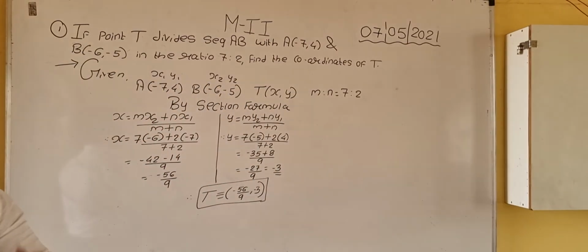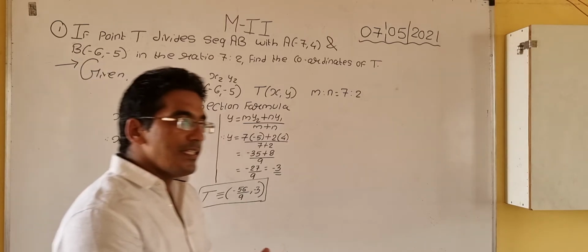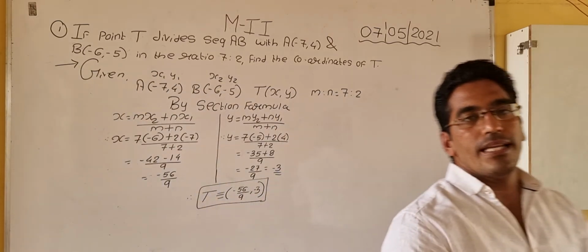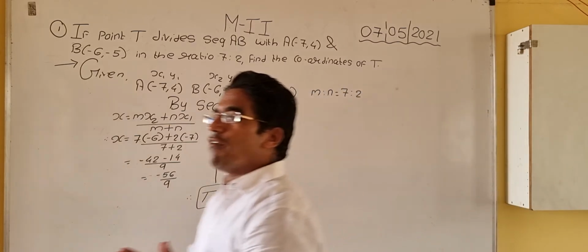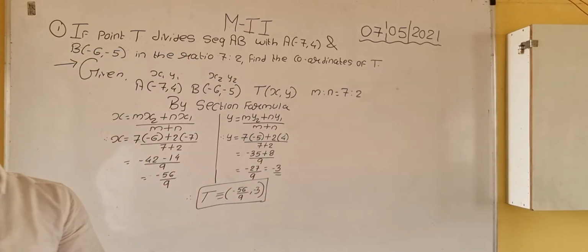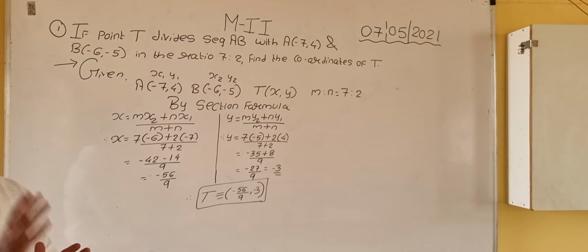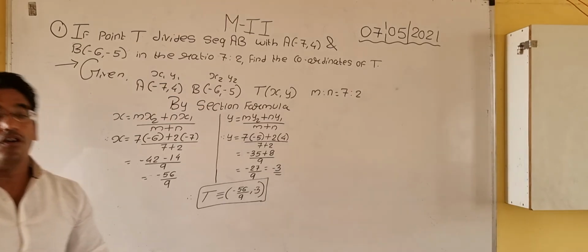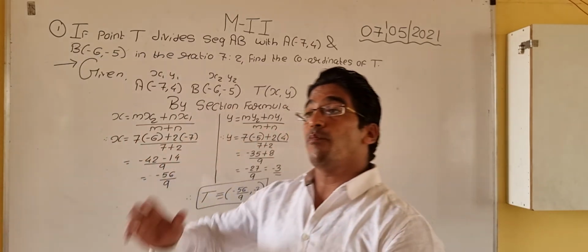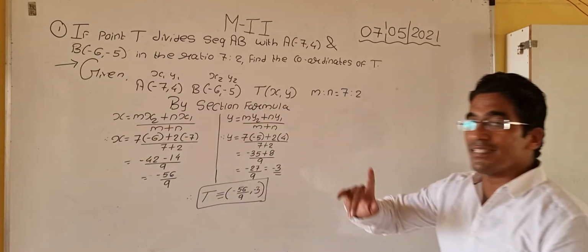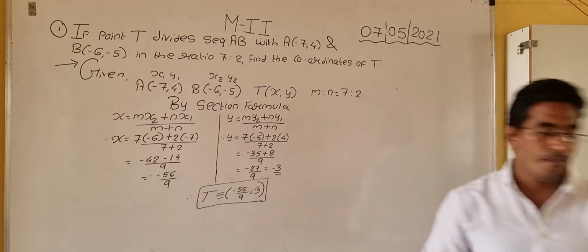So, where is the sum? We just have to remember the formula. What is the formula? X is equal to m x2 plus n x1 upon m plus n. Y is equal to m y2 plus n y1 upon m plus n. What are m and n? The ratio. First point x1 y1, second point x2 y2. The point which divides has to be considered as x comma y.